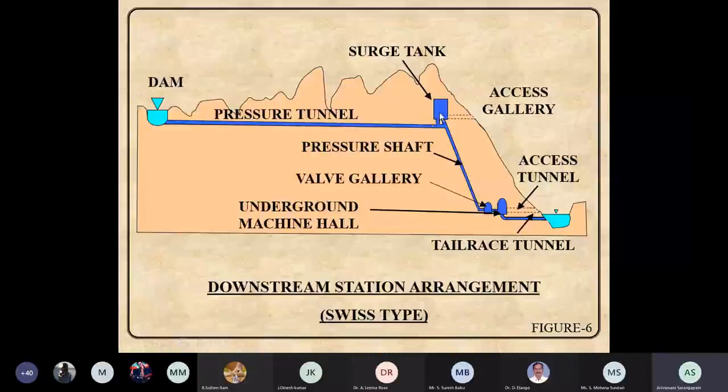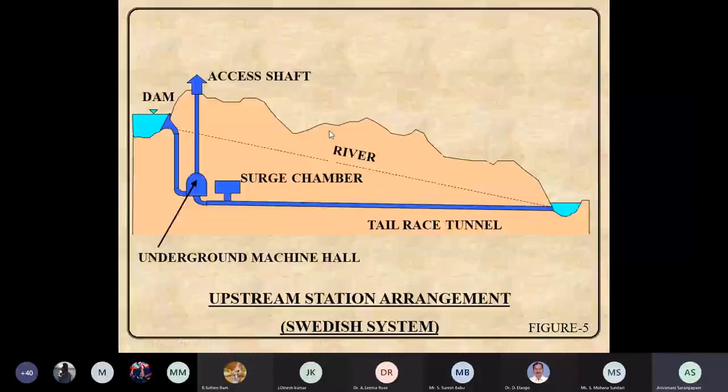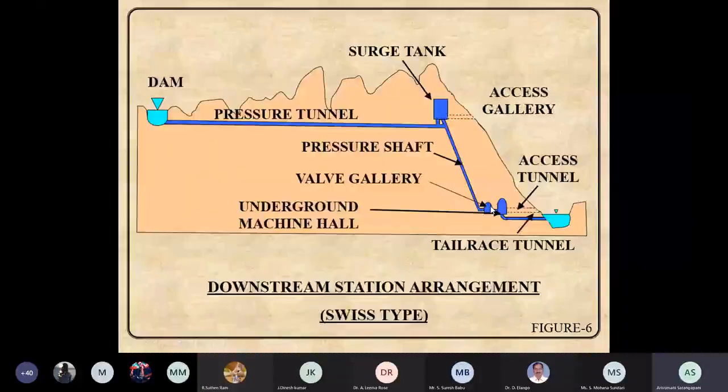So I am providing a surge tank at the upstream area, upstream of my powerhouse. Here you can see, downstream of the powerhouse, I am providing the surge tank. Here I am providing the same surge tank just upstream of my powerhouse. This is the pressurized tunnel. From here the water will be pressurized and come here, and in this valve gallery I will have the MIV valve.